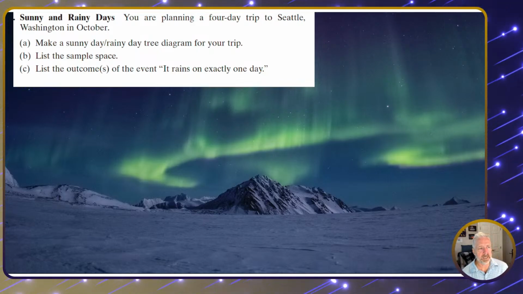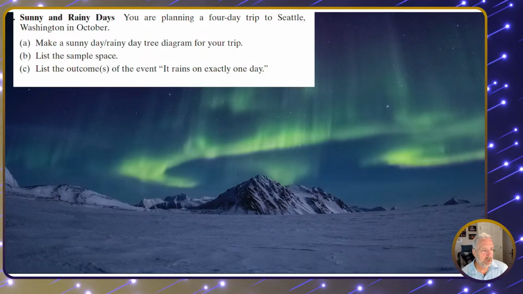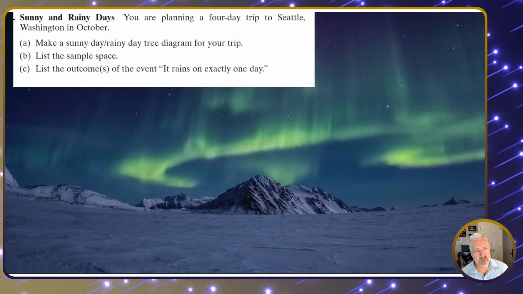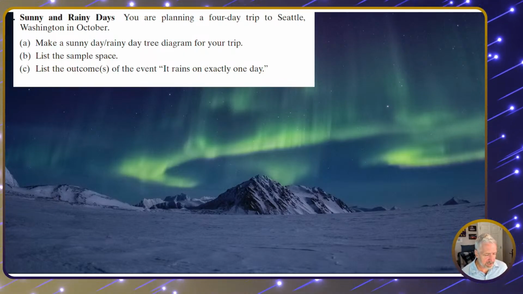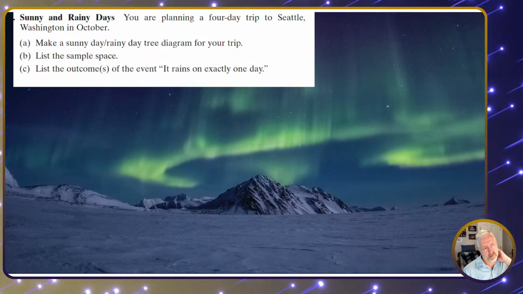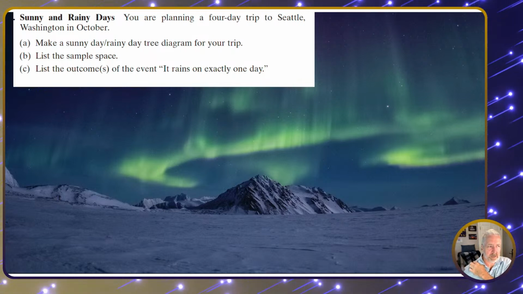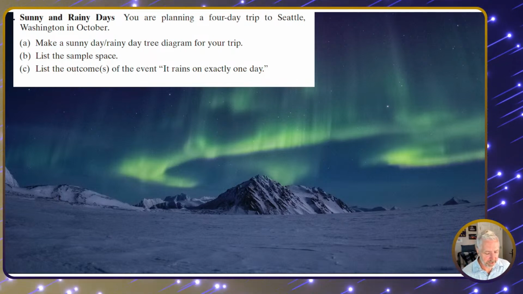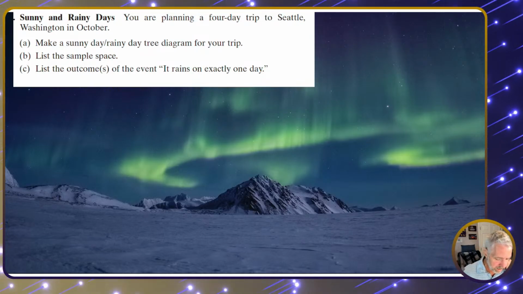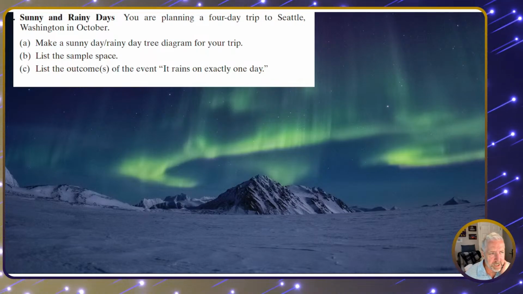All right. Sunny and rainy days. You are planning a 4-day trip to Seattle, Washington in October. Make a sunny day, rainy day tree diagram for your trip. I think we did this one in class. I did it off the top. I didn't have it so nicely copied and pasted. I just kind of did it over top, sunny and rainy. I think it was when we had some rainy days in a row, some stormy days. So make a sunny day, rainy day tree diagram for your trip.